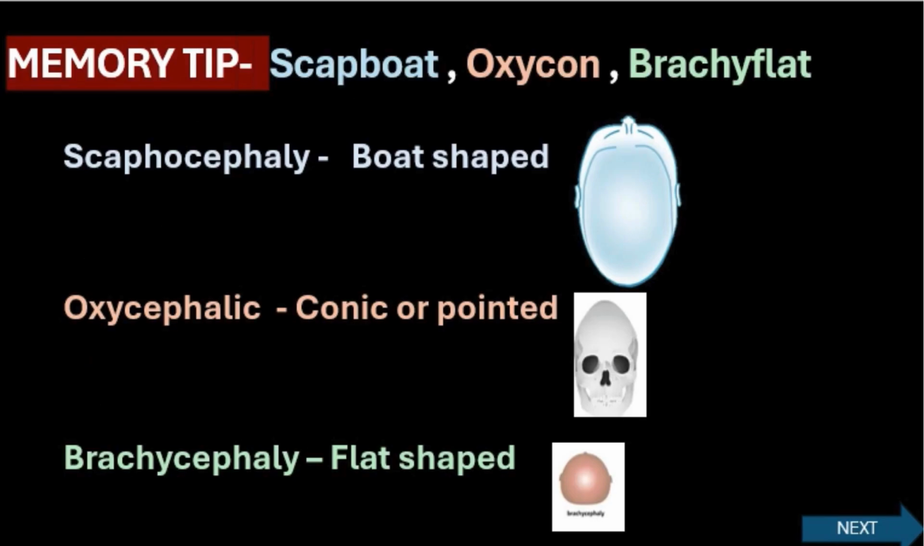Let us see the different skull shapes and their terminologies. The memory tip here is scaph-board, oxy-cone, brachy-flat. Scaphocephaly is board shaped. You can see the diagram. Oxycephaly is conic or pointed. Brachycephaly is flat shaped. So scaph-board, oxy-cone, brachy-flat is the memory tip for better memorizing in the exam.